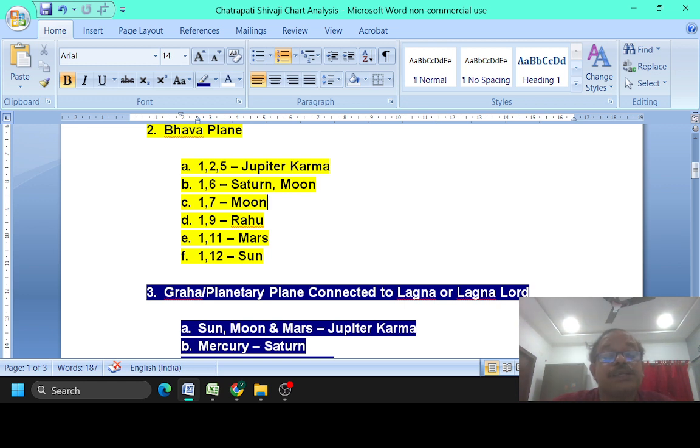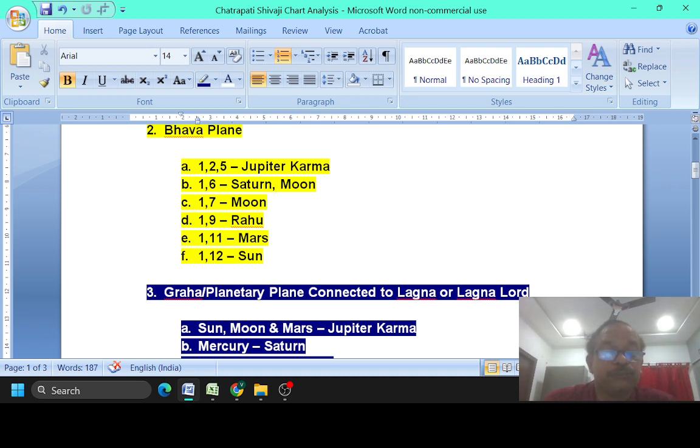Kanya is a place where Mercury gets Mool Trikon, and also Rahu gets Mool Trikon. Rahu is born in Bharani Nakshatra, and because of that Virgo carries Moon karma, and Mercury is born in Dhanishta Nakshatra, and due to that Virgo carries Saturn karma. So whenever there is a connection of the first lord and sixth lord, they will have Saturn karma as well as Moon karma.